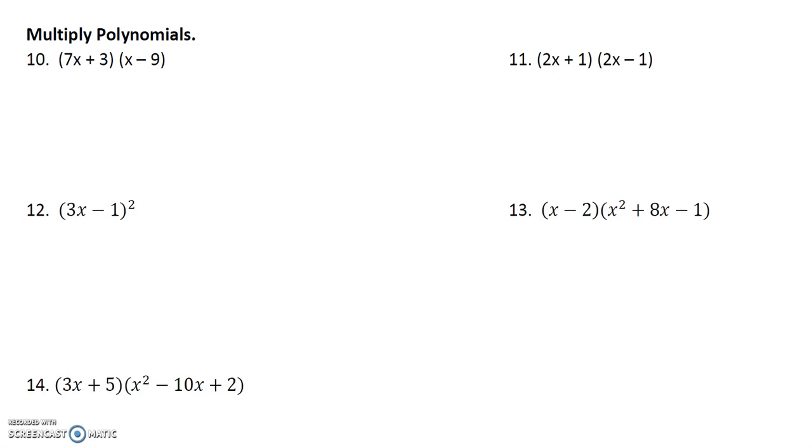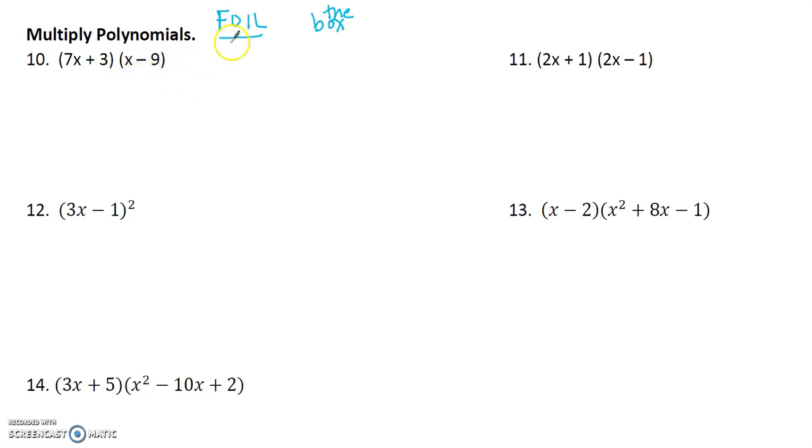Okay, next section, we're multiplying now. And so on number 10, we have a binomial times a binomial. So you had two different ways you could have done this. You could have used FOIL, or we could put it in the box. So I'm going to do this both ways, okay?